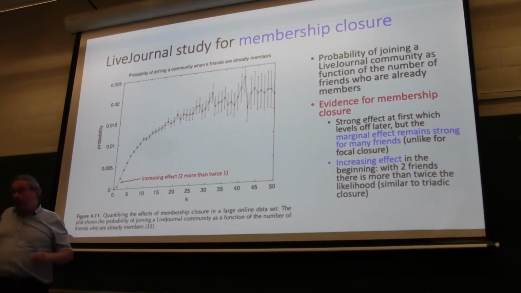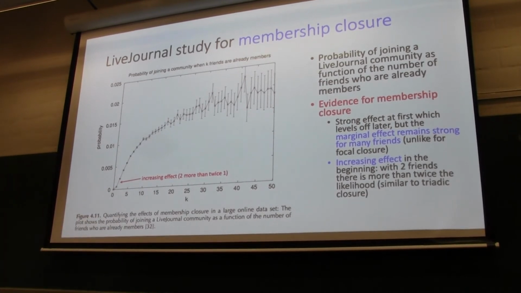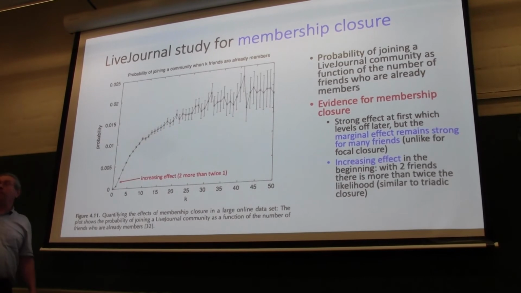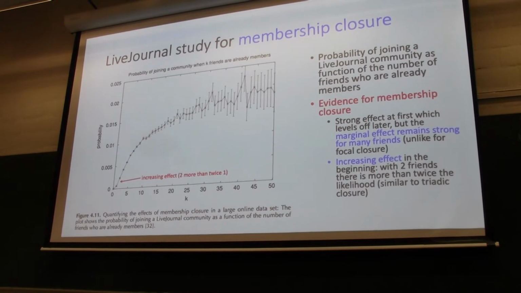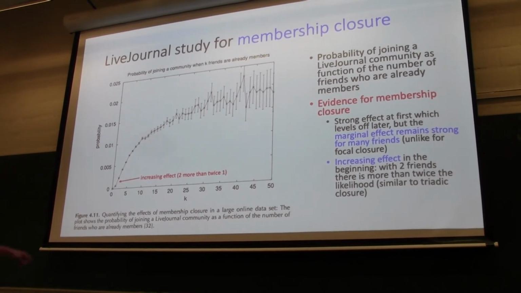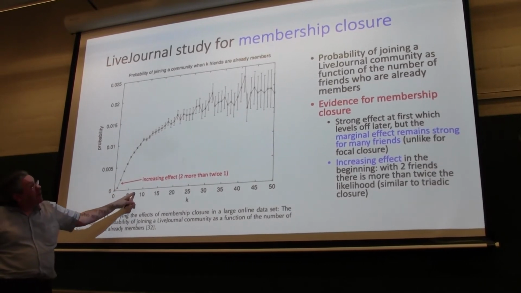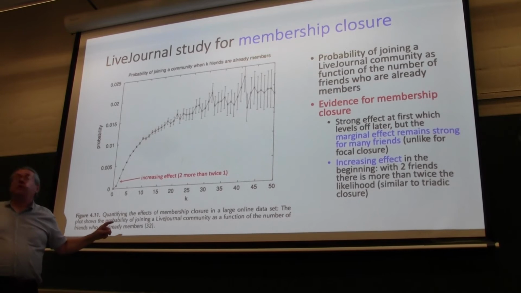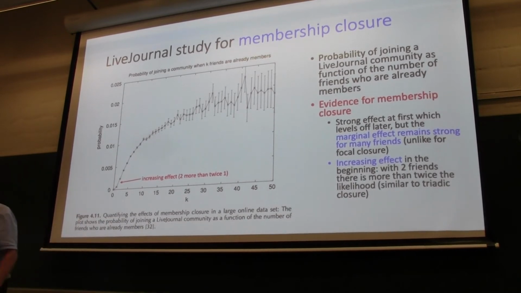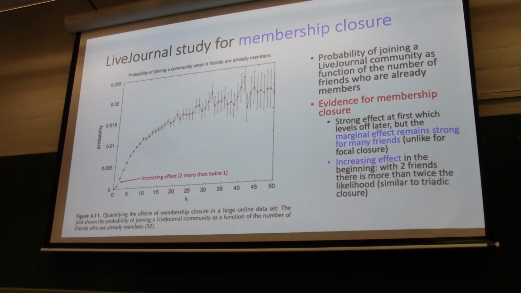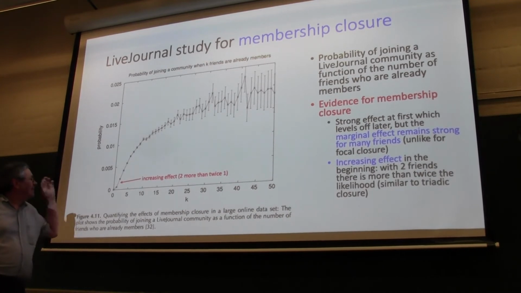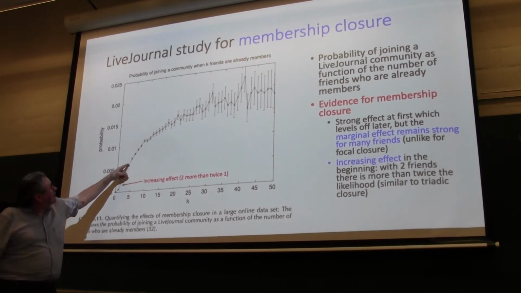So if I know a lot of people who are part of a Neon Genesis Evangelion community, and I have 10 friends, probably I will join also that community, even though I have no idea what it's all about. Okay? So you can see here the probability of joining a community depending on how many friends are already members. If all my friends love Lord of the Rings, maybe I start liking Lord of the Rings. Okay? So you can see again, it increases a lot here.